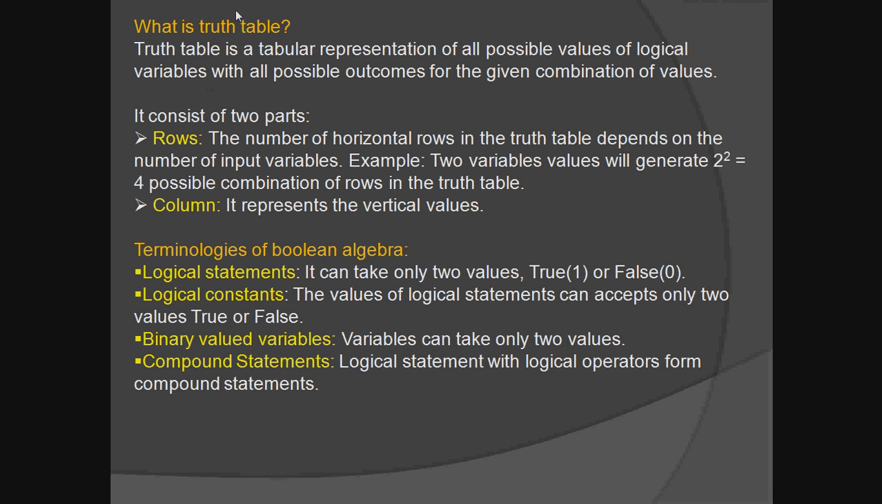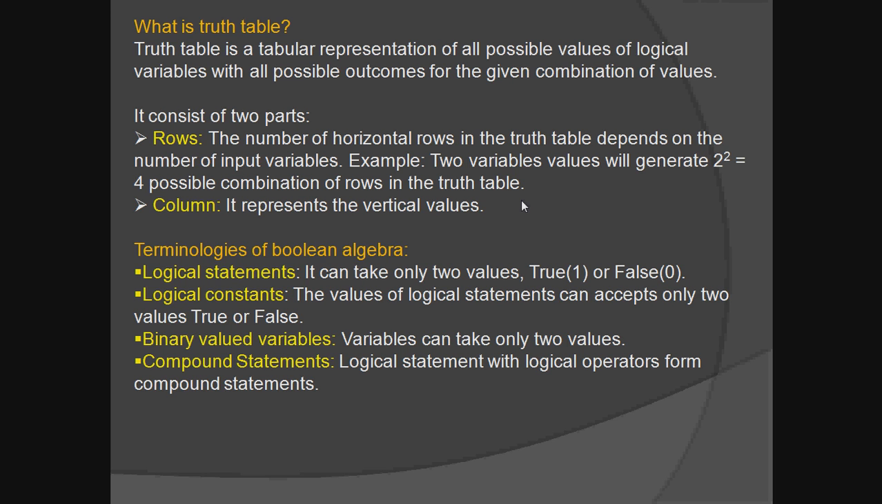Now it consists of two parts, that is rows and columns. The number of horizontal rows in the truth table depends on the number of input variables. For example, with two variables, each holding two values, that will generate four possible rows of either true or false in the truth table. The column represents the vertical value. More on the truth table we'll see in the following pages.